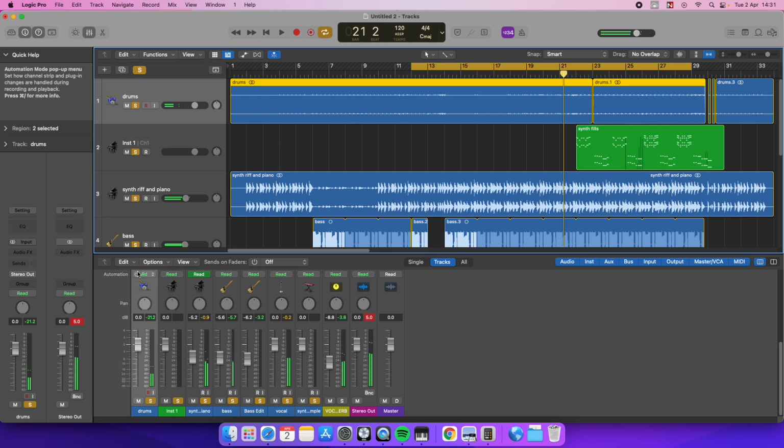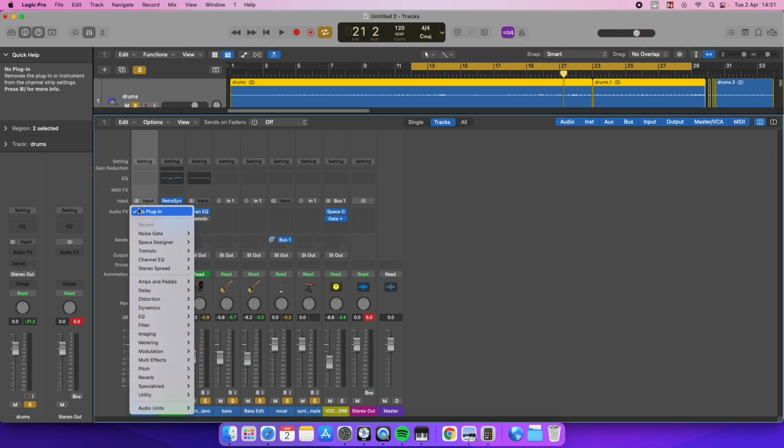The drums are real quiet, aren't they? So yeah, maybe we'll slap a compressor on those actually, because they're not really cutting through, are they? Let's have that, because they are quiet.